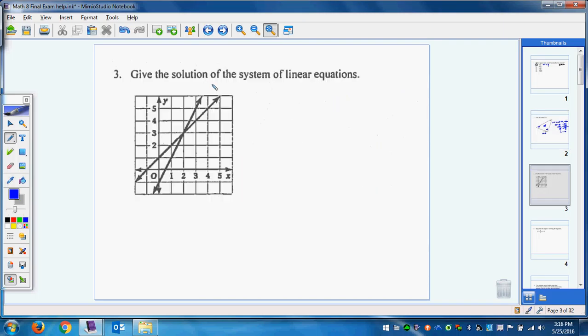Number 3, give the solution of the system of linear equations. The great thing about this is it's already graphed for you, so technically it's already solved for you. You're looking to see where they cross. Please put your pencil at the solution where they touch. That's where they cross. That is your ordered pair right here. Now remember, we do the x value first, which is 2, and then the y value is next, which is 3. 2, 3.